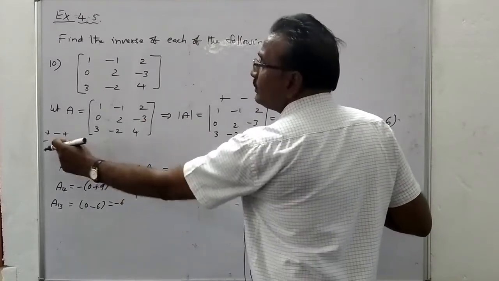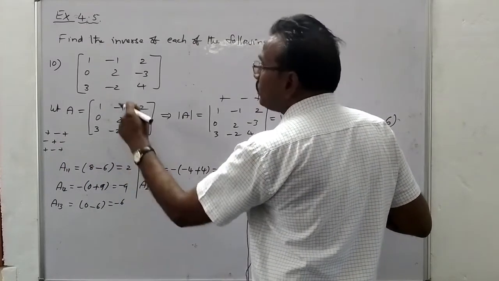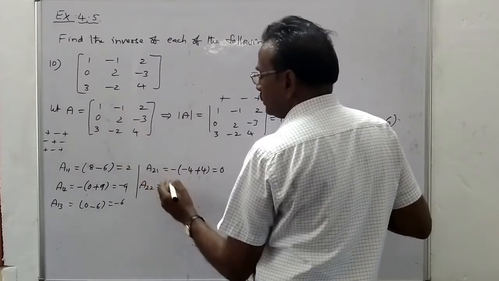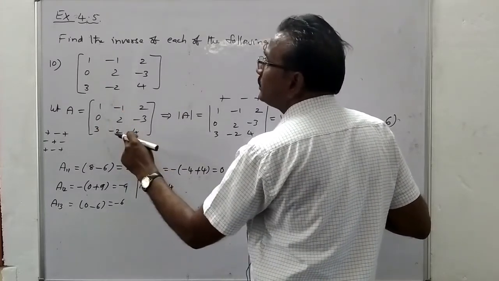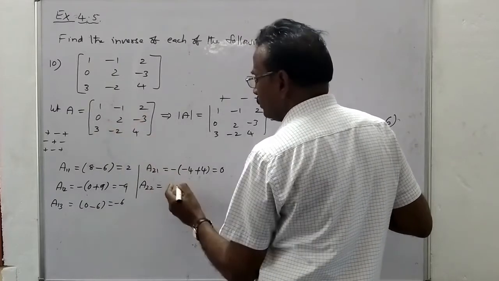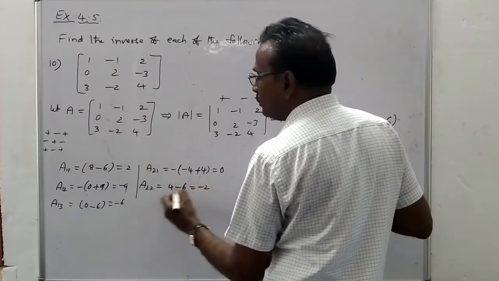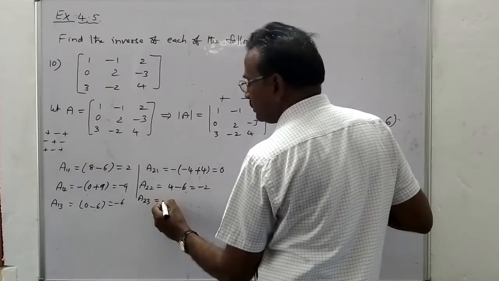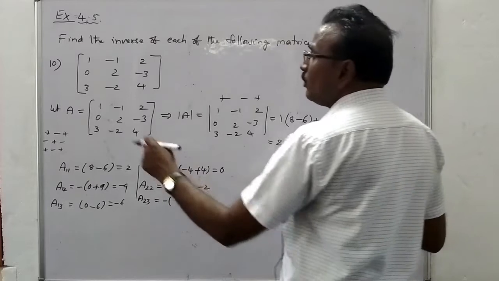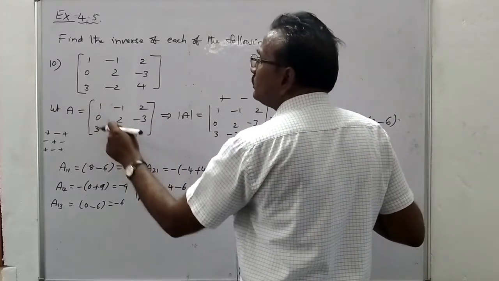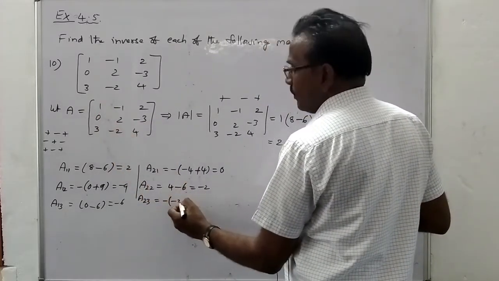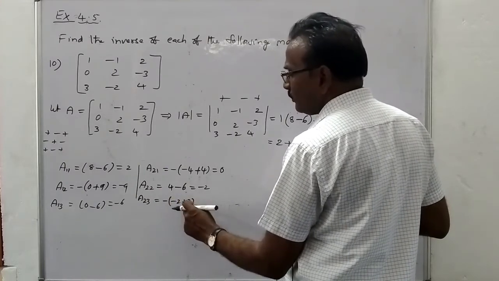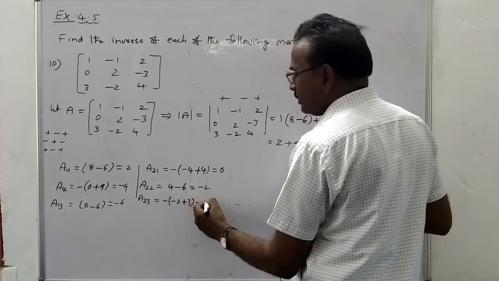Next, a22, sign is plus, deleting second row second column: 1 into 4 is 4, minus 3 into 2 is 6, the value is minus 2. a23, sign is minus, deleting second row third column: 1 into minus 2 is minus 2, minus of minus plus 3, that is minus 2 plus 3 is equal to plus 1, plus 1 into minus is minus 1.